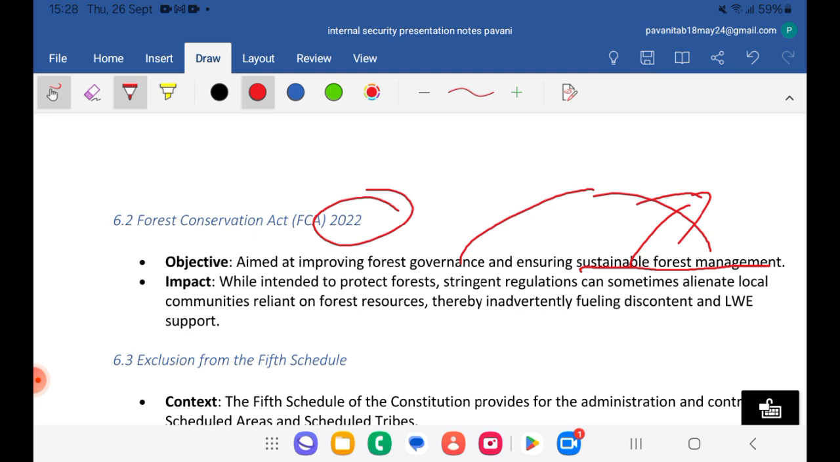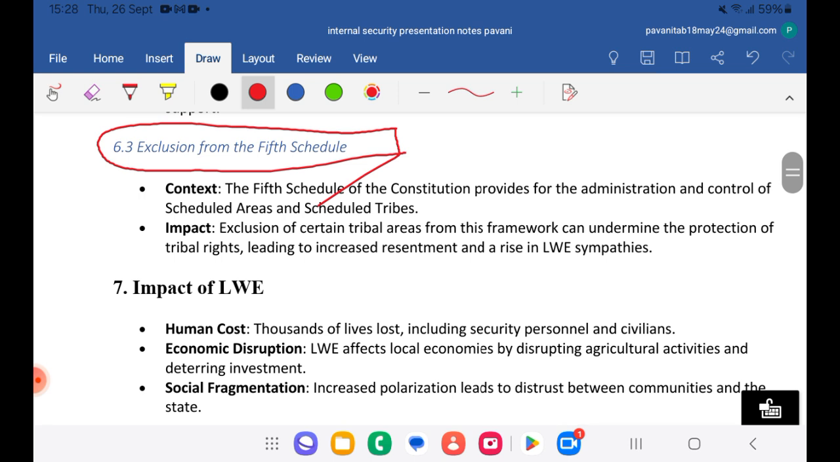Also we have one more thing, that is exclusion from the 5th Schedule. So what is it? The 5th Schedule of the Constitution provides for administration and control of scheduled areas and scheduled tribes, as we know, right? So what is the impact? Exclusion of certain tribal areas from this framework can undermine the protection of tribal rights, leading to increased resentment and a rise in LWE sympathies. So if you are excluding some of the tribal areas, then again a problem comes.